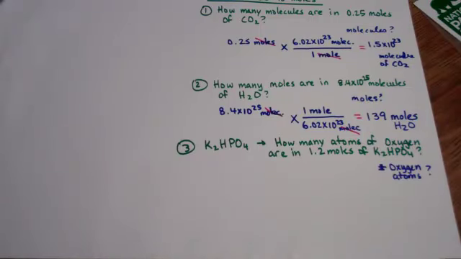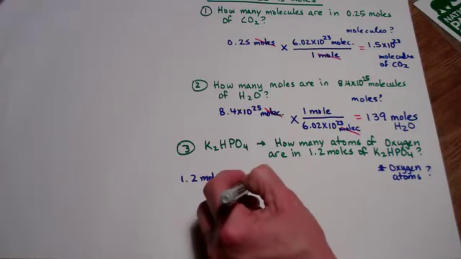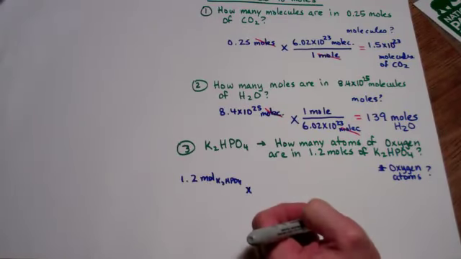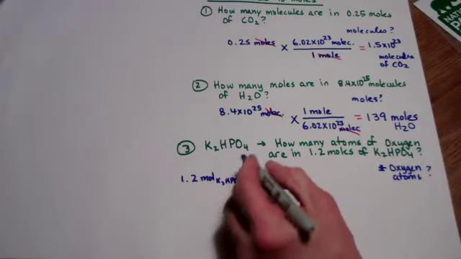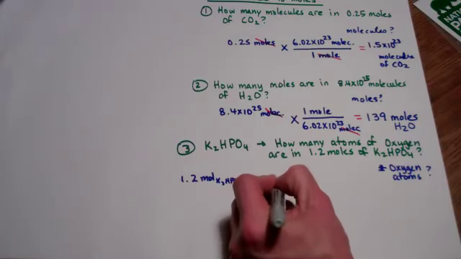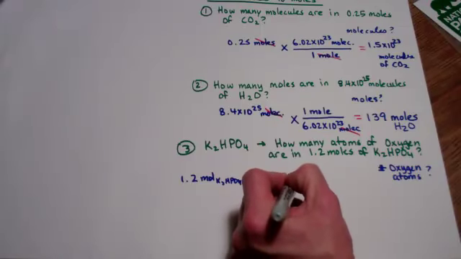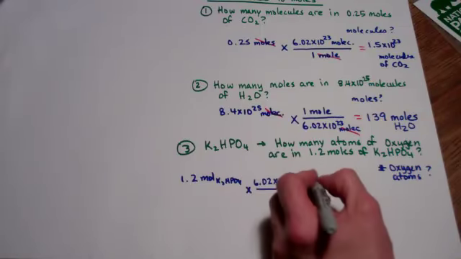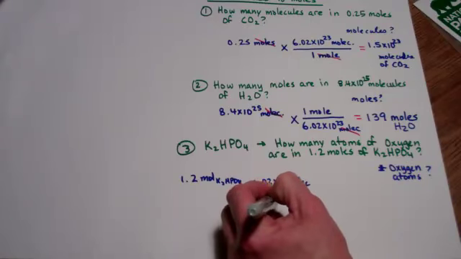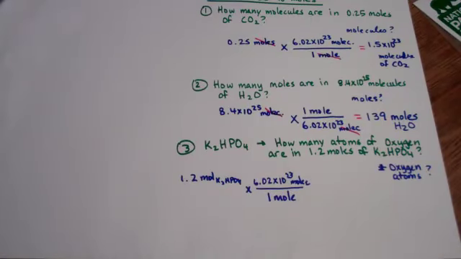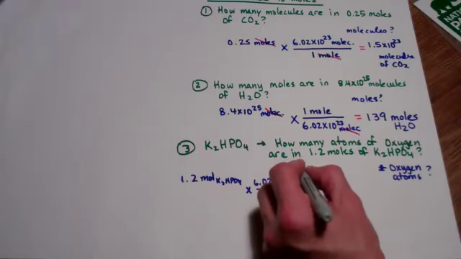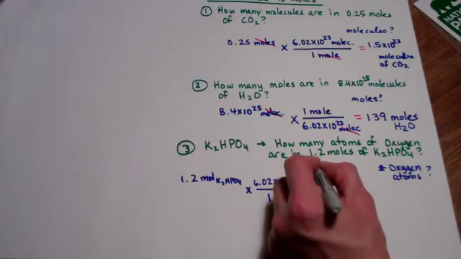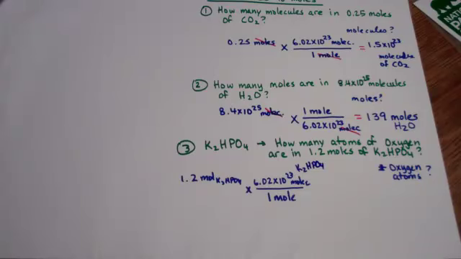So in our final answer, we want oxygen atoms. So that's what we want to know. So now we need to start out with what we have. So we're starting out with 1.2 moles of the K2HPO4. So we can convert this to number of molecules by saying there's 6.02 times 10 to the 23rd molecules in 1 mole. Right? But this is going to give us molecules of K2HPO4, not of our oxygen.